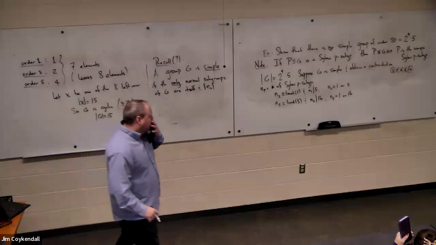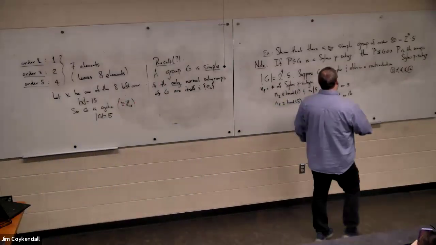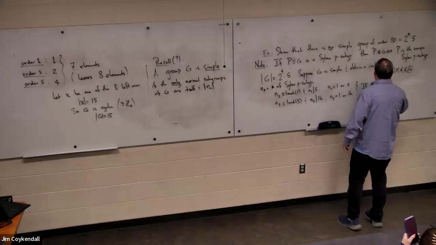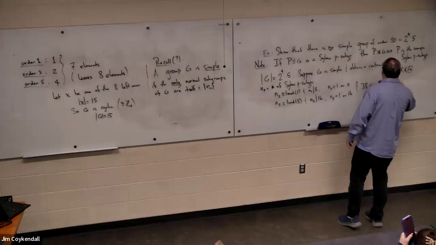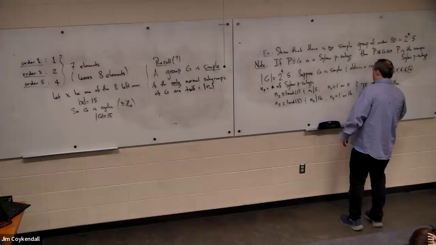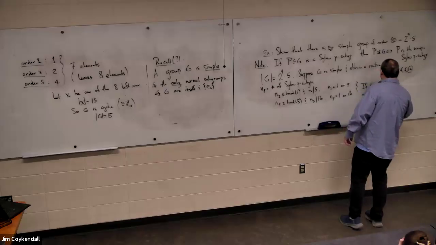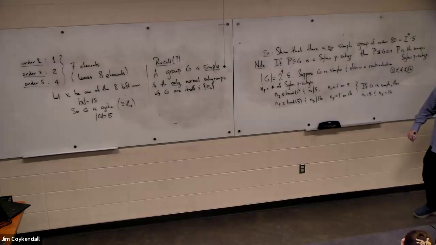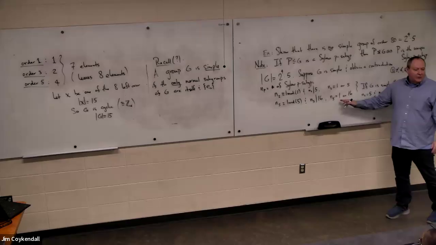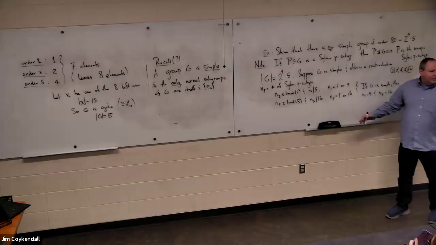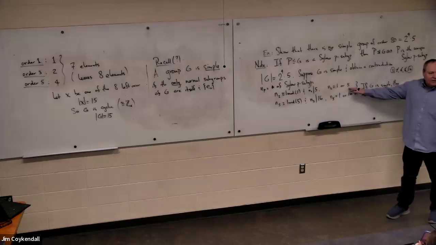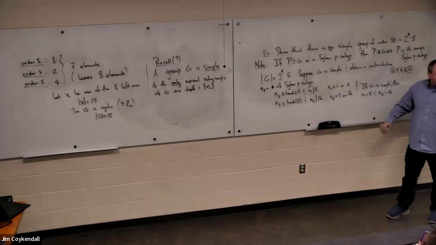Well, let me make the observation that if G is simple, then n_2 is 5 and n_5 is equal to 16. No choice there, right? Because if either of these is 1, that means that the Sylow group is normal and it's not simple. So for this to be simple, you can't have any normal subgroups. That means you have to have 5 of these and 16 of these. Agree?